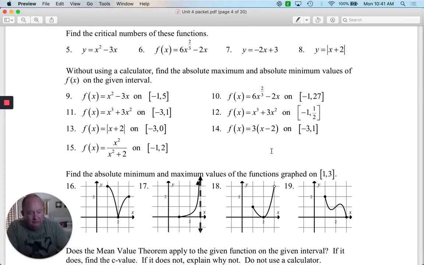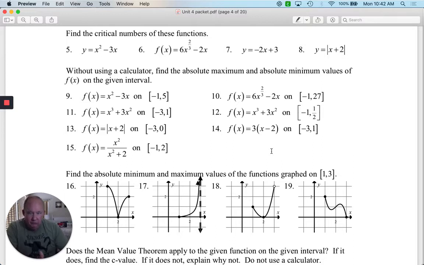So write down number 10. F at x equals 6x to the 2/3 subtract 2x on the interval negative 1 to 27. So what I want you to have the skill to be able to do is find the absolute maximum and absolute minimum of a function using calculus and algebra.